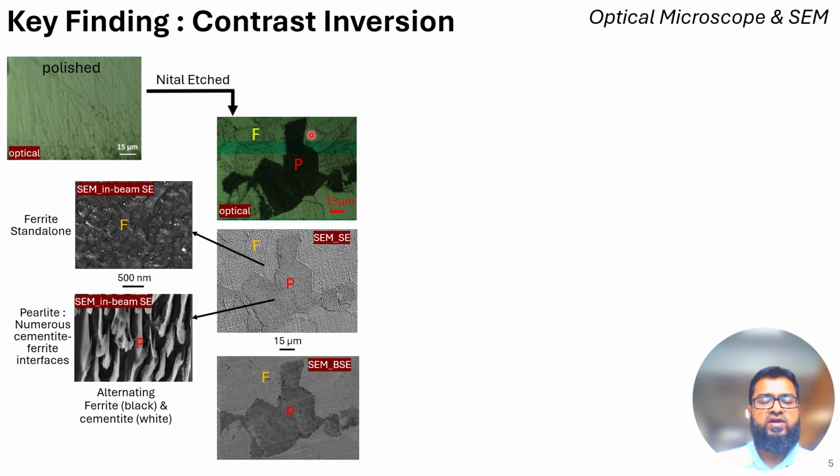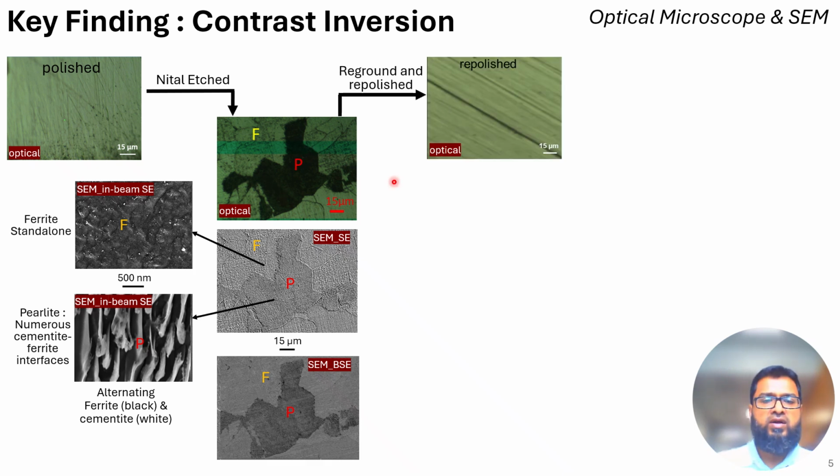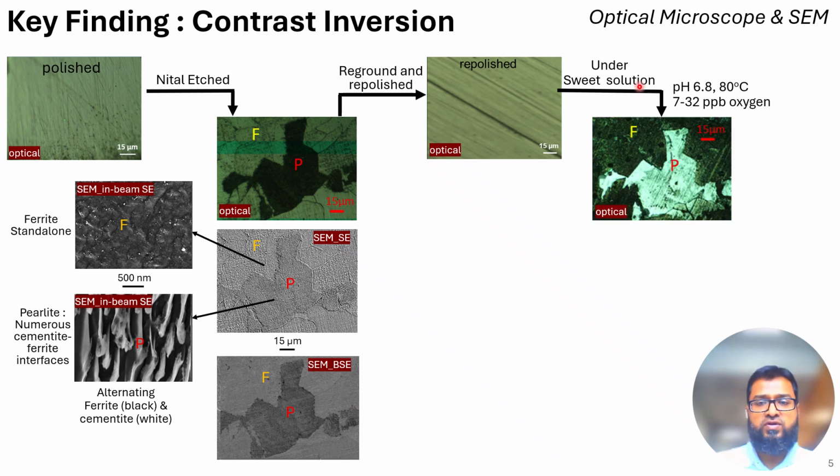And then, as we identified this specific domain, we reground and repolished the sample, when it looks like this, and then exposed it to the sweet corrosion environment. As you see, you can still identify the domain from its shape. This is pearlite and this is ferrite. You can see the contrast inversion. This looks brighter and this looks relatively darker, and in it is hidden the mechanism of the sweet corrosion process.